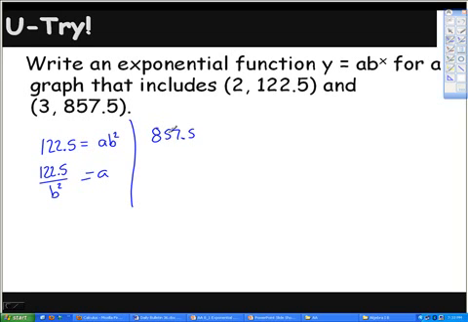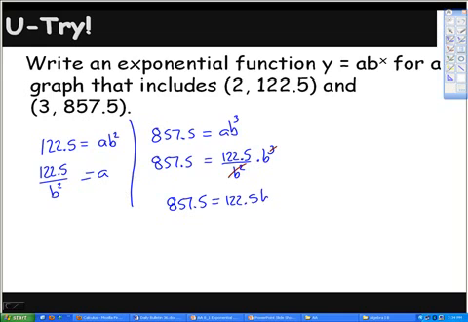So let's see what we get here. We get a times b to the 3. Well, I know that a is 122.5 over b squared, so I've got 857.5 is equal to a, which is 122.5 over b squared, and that's times b cubed. Notice what happens here again. We get a nice reduction in these guys. So 857.5 is equal to 122.5 times b. So if I just divide both sides by 122.5, I should get an answer for this b.